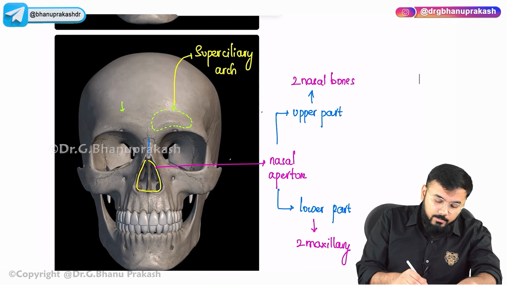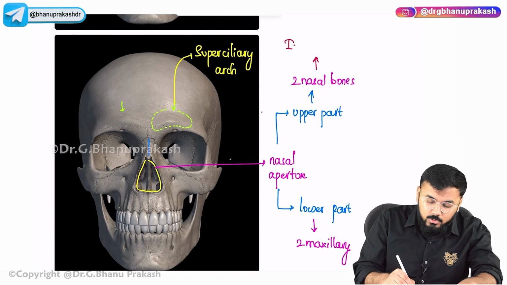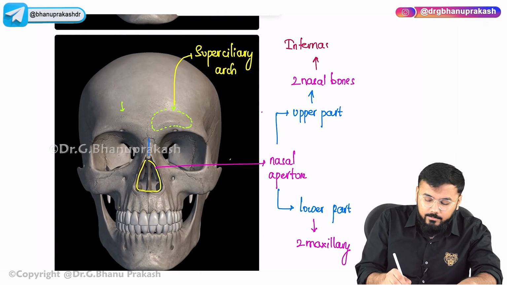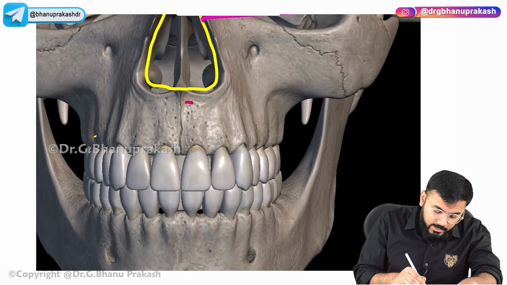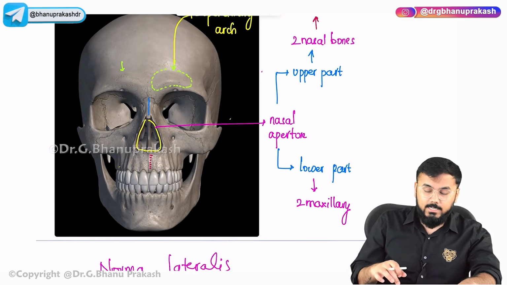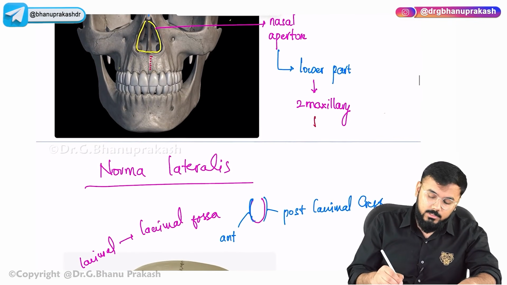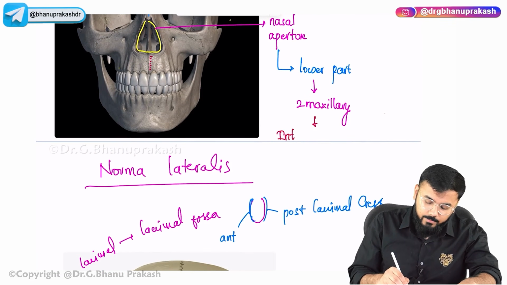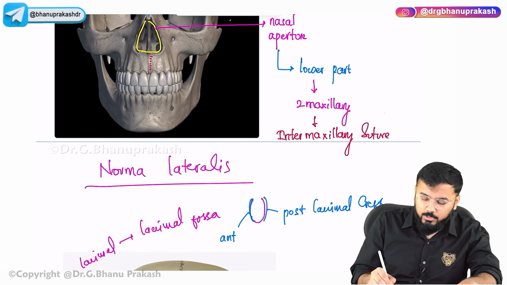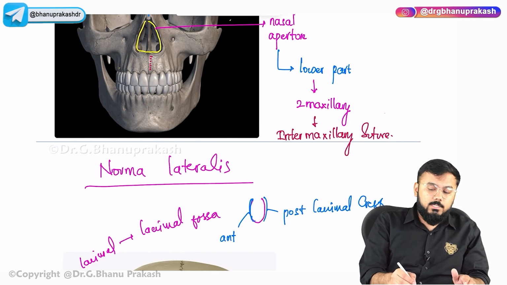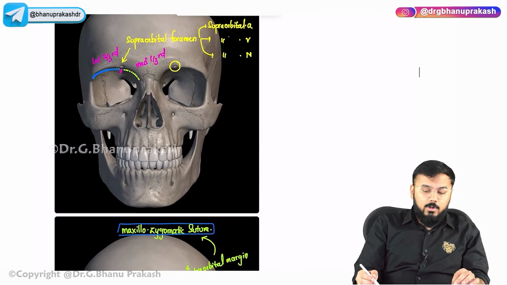Okay, what is this suture, by the way? This suture is called as internasal suture. And you also see a suture here. Here you can see, right? You see a suture here in between two maxillae, right? This is called as intermaxillary suture.